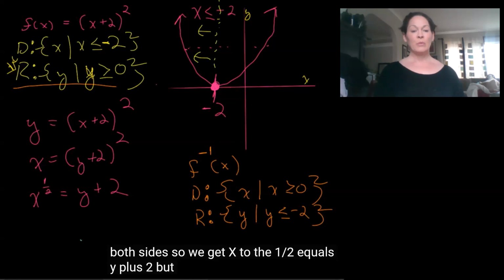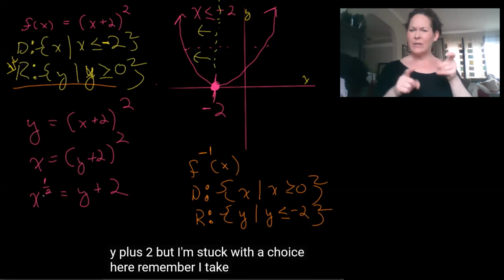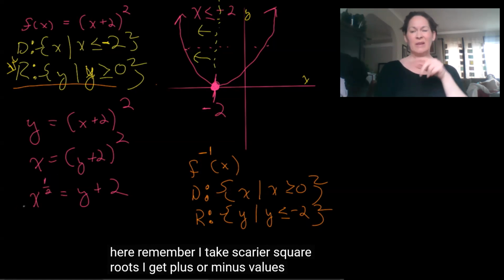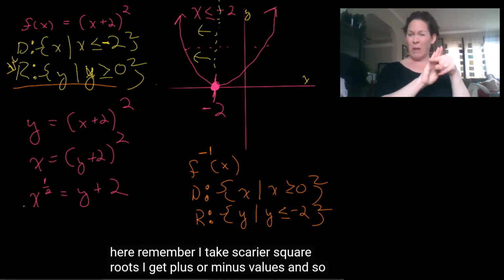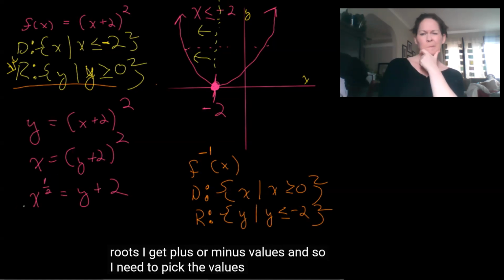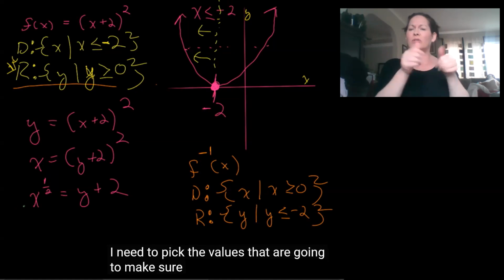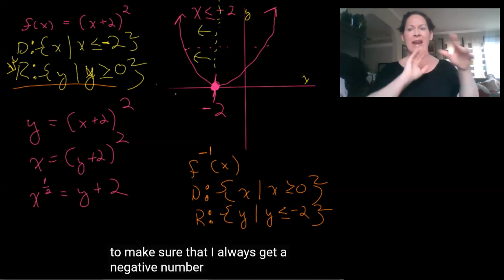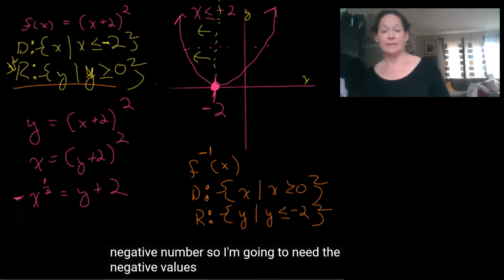But I'm stuck with a choice here. Remember, when I take square roots, I get plus or minus values. And so I need to pick the values that are going to make sure that I always get a negative number. So I'm going to need the negative values.